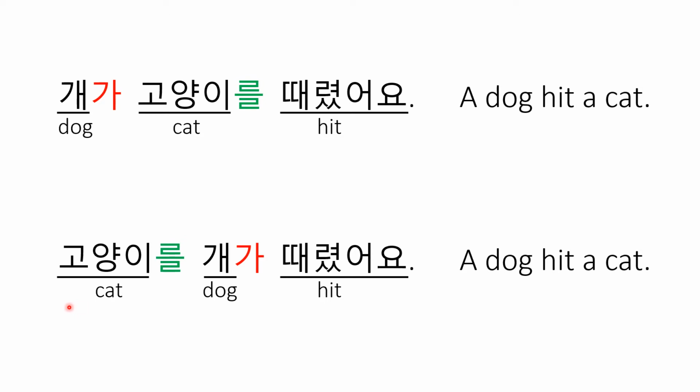But look at this sentence. 개가 and 고양이를 switched places in the sentence. 고양이를 개가 때렸어요. Still, the subject 개 with a subject particle hit the object 고양이 with an object particle. A dog hit a cat.